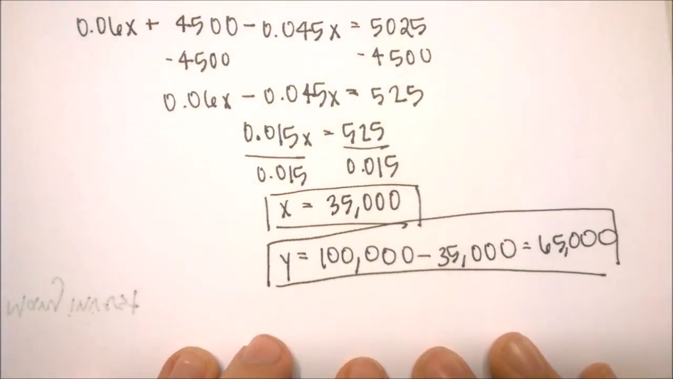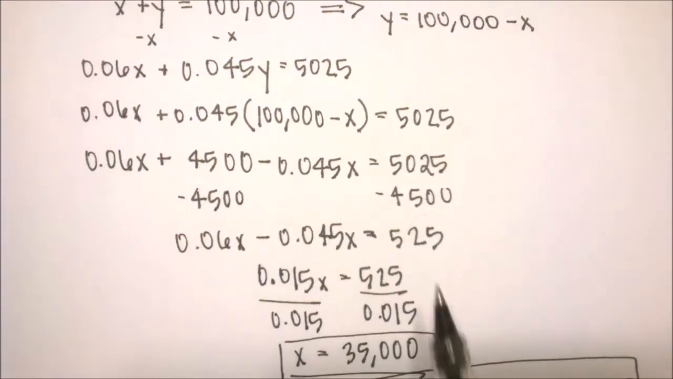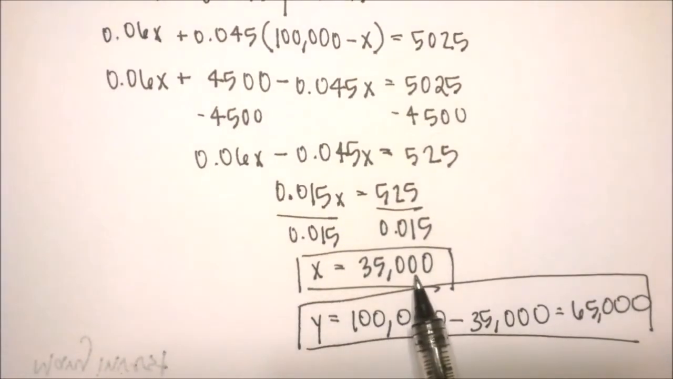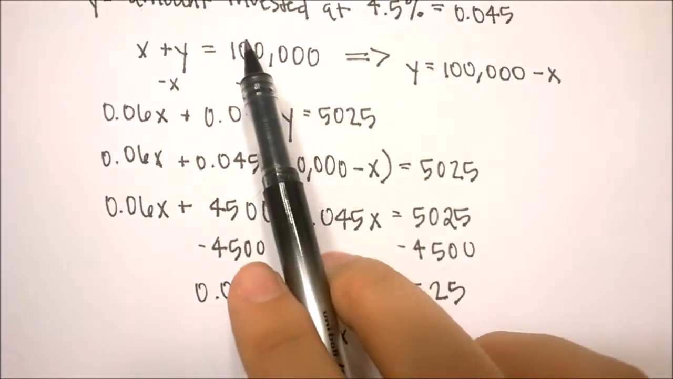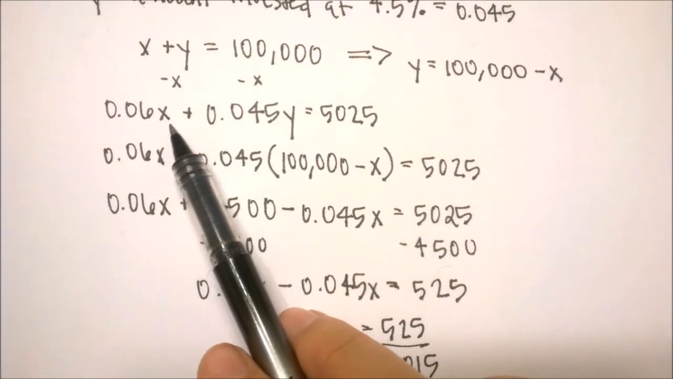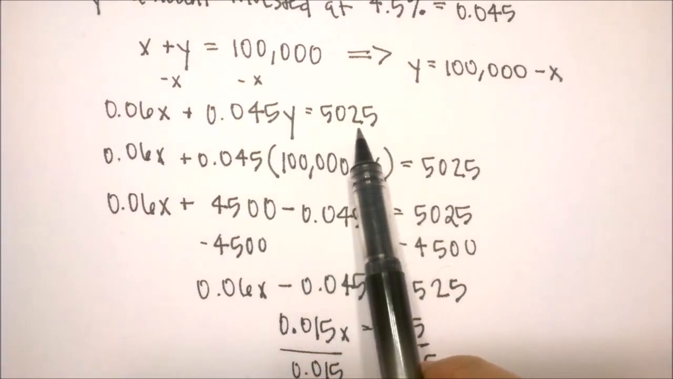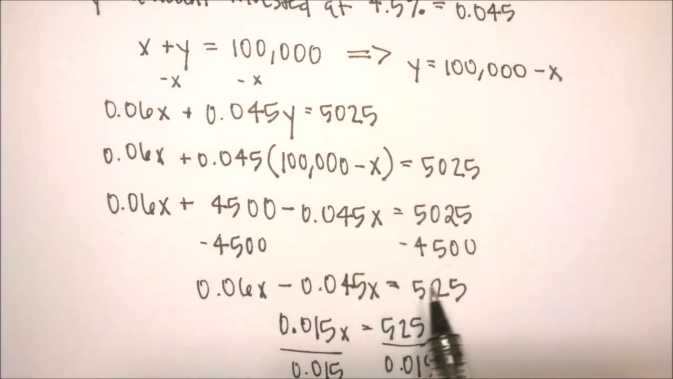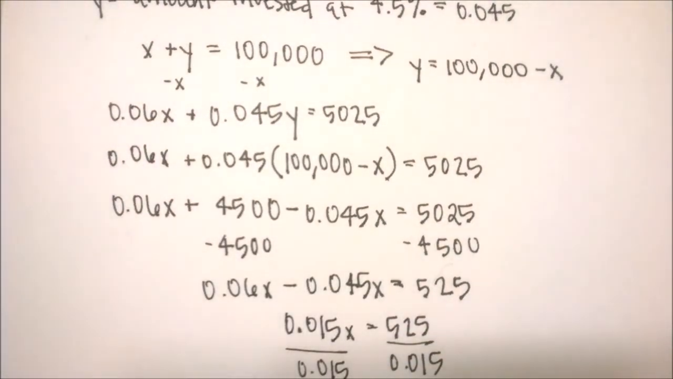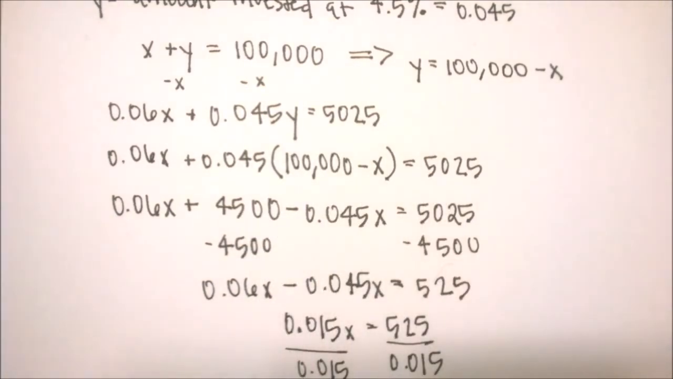And how do we know that's right? Well, we have two equations. If we plug these in, they should satisfy both equations. So is 35,000 plus 65,000 100,000? Yes. And if we plugged 35,000 here and 65,000 here, you would find that it does indeed equal 5,025. So you can always plug your answer back into your original equations just to make sure you didn't make some algebraic error in your manipulations.